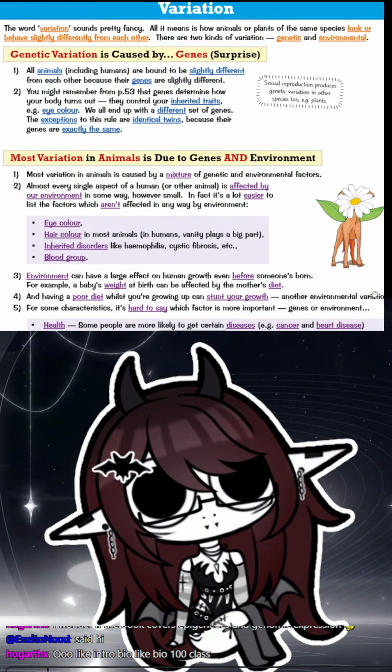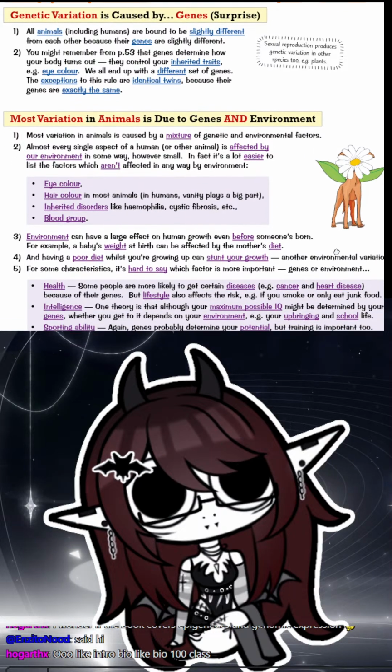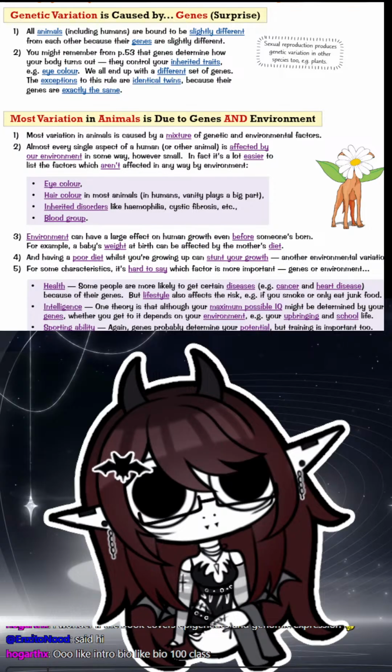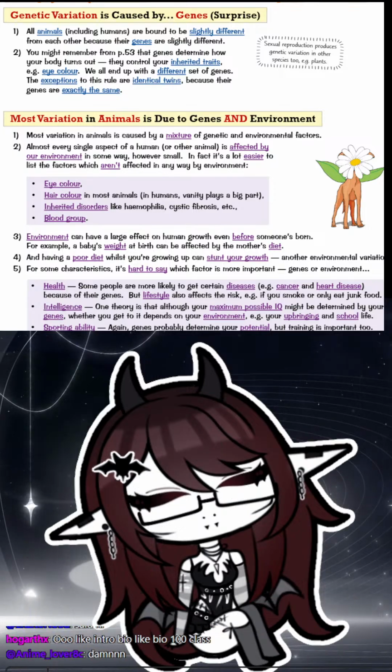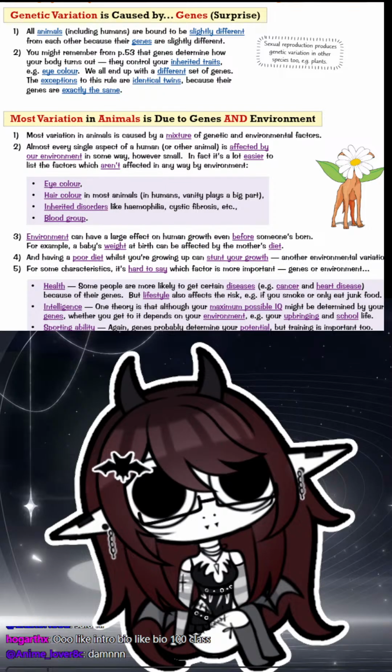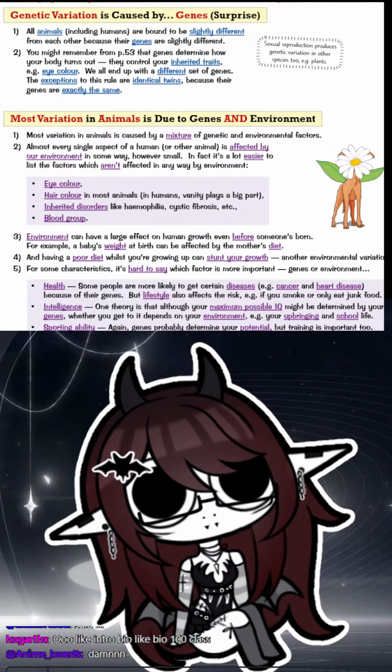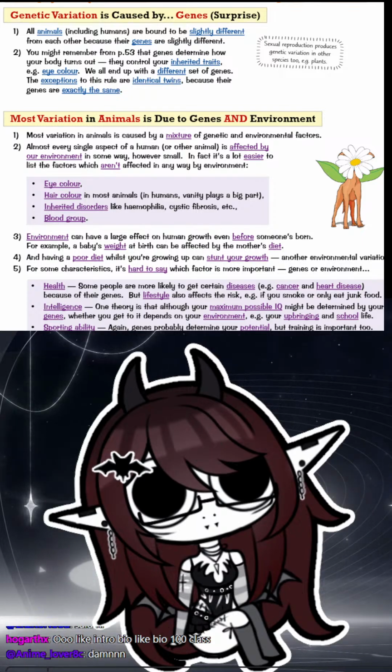Now, variation. Genetic variation is caused by genes. Woohoo! Good surprise. All animals, including humans, are bound to be slightly different from each other because their genes are slightly different. You might remember that genes determine how your body turns out. They control your inherited traits. For example, eye color. We all end up with a different set of genes. The exceptions to this rule are identical twins because their genes are exactly the same.